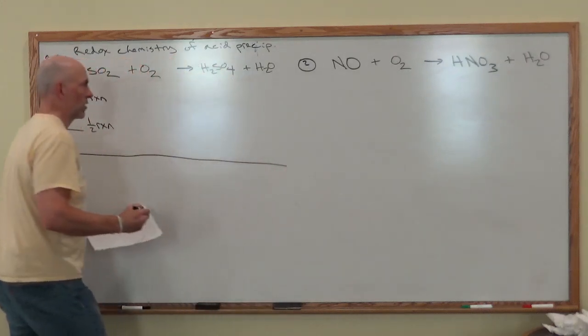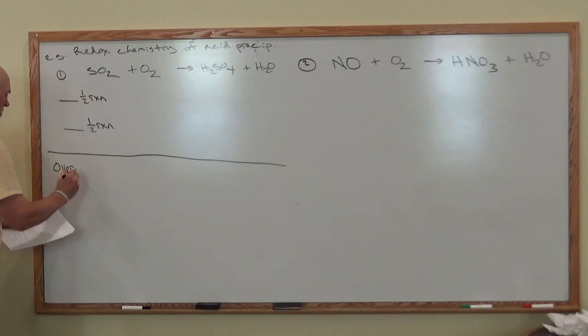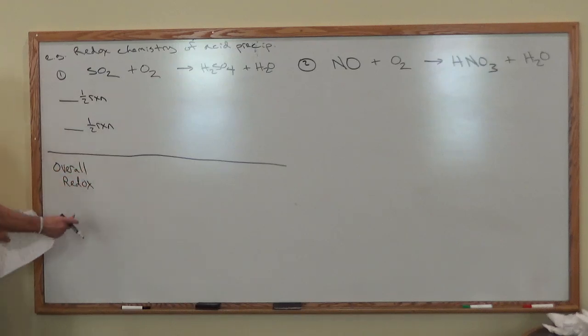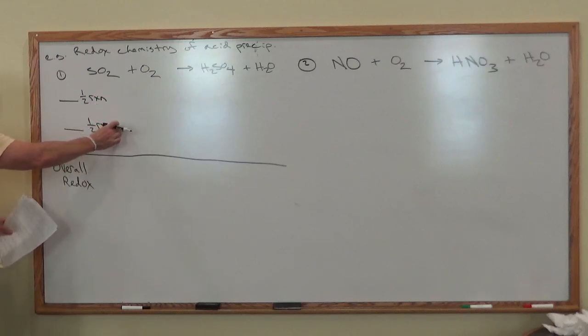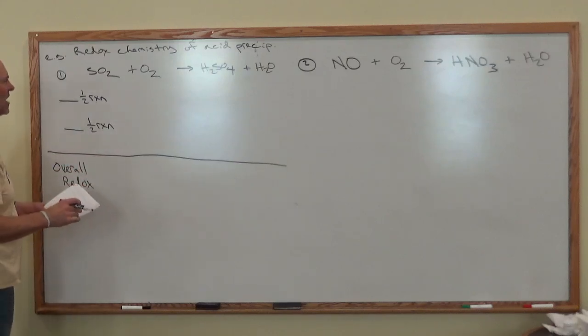Hey, look, that might actually work out nice and organized. Maybe I can even use that over there. So then, when we're done, we have an overall redox. So we balance this one, figure out which one's which, oxidation, reduction, add them together to get the overall redox. That's easy to say, but let's do this.